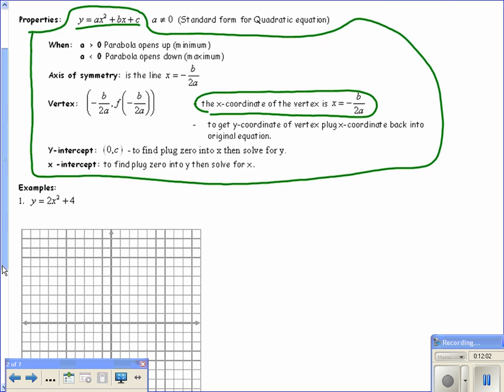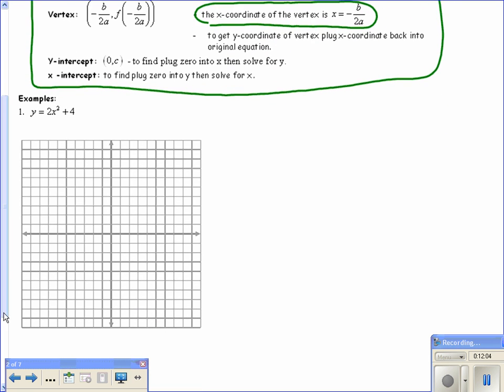So let's go ahead and look at this first graphing example. y equals 2x squared plus 4. The first thing I always do is write down my a, b, and c values. In this case, a is whatever is in front of my quadratic term, which is 2. My b value, which would be the linear term, there is none, so it's 0. And my c value in this case is positive 4. So that's my a, b, and c. Now from that, the first thing I always like to do is look at my a value. So my a value is equal to 2. Because of that, and it's positive, I know my graph is going to open up.